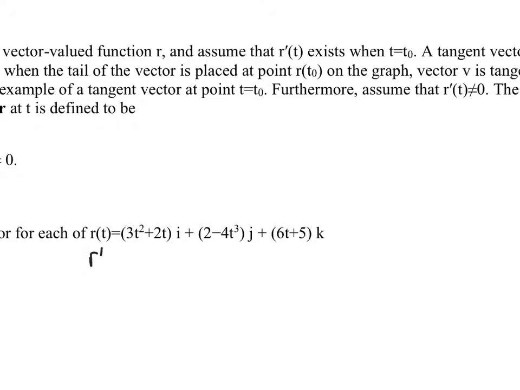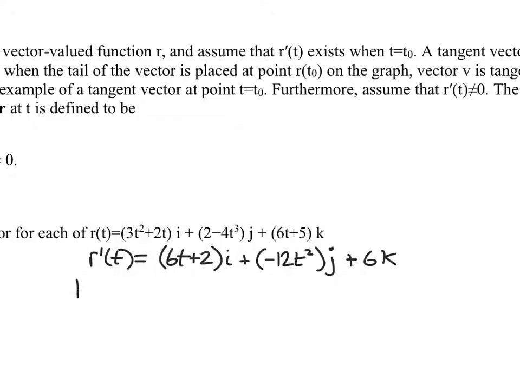For the first one, we figure out r prime of t. We're looking at 6t plus 2 i plus negative 12t squared j plus 6k. So I need the magnitude of that.